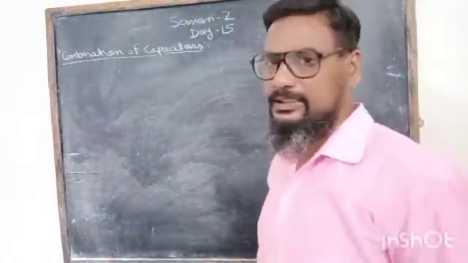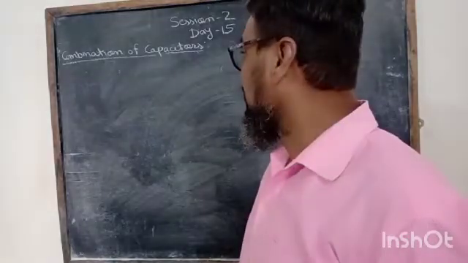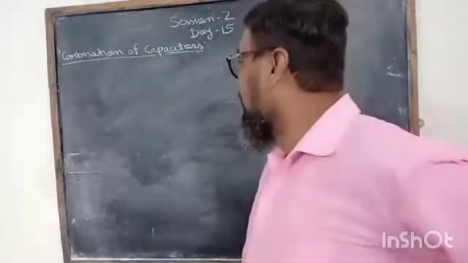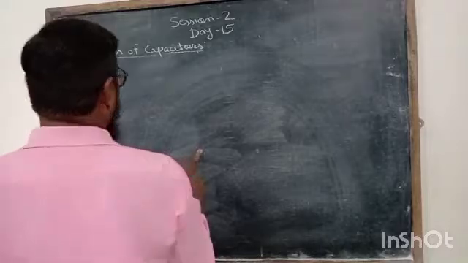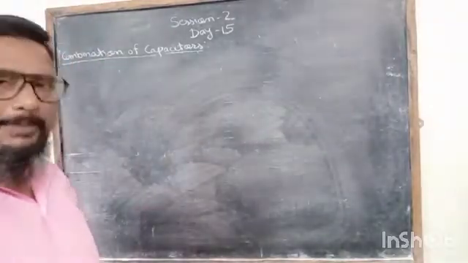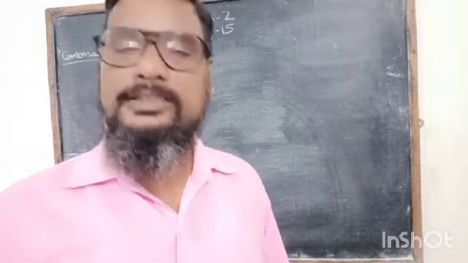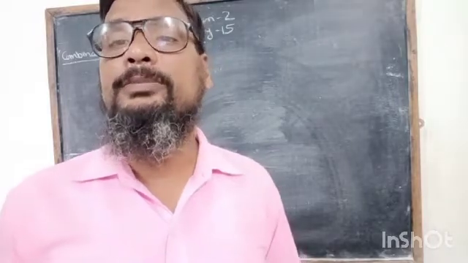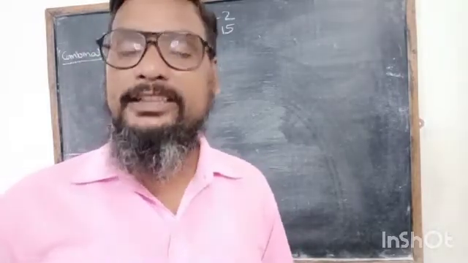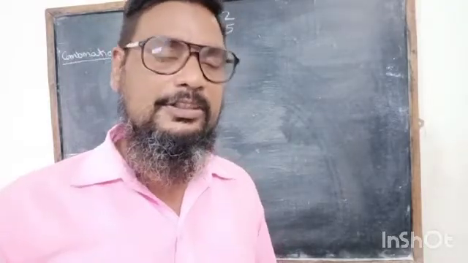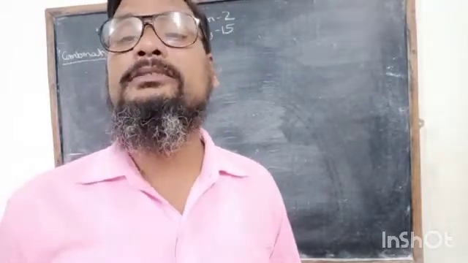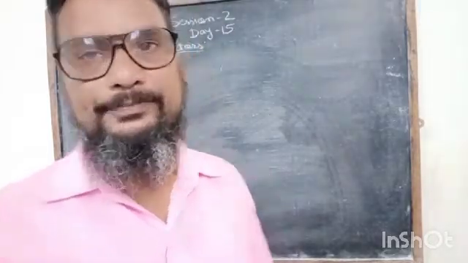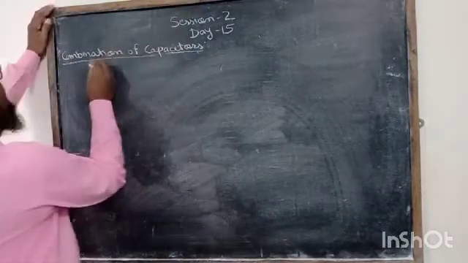Combination of capacitor is nothing but joining two or more capacitors to obtain a required amount of capacitance is called combination of capacitor. Again I am repeating, combination of capacitor is joining two or more capacitors to obtain a required capacitance which is not available to us. So what is combination of capacitor?